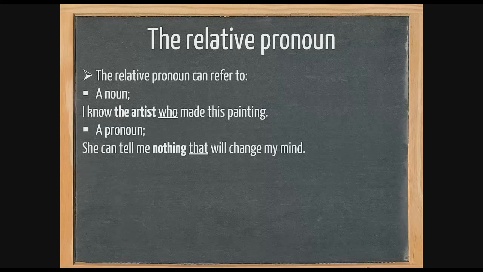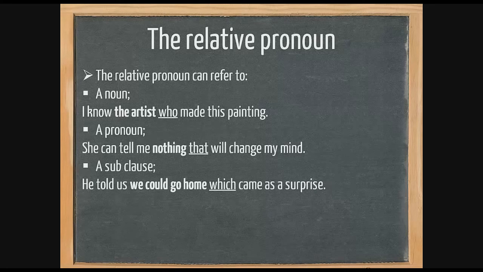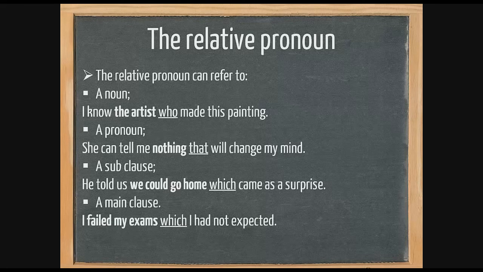A pronoun? She can tell me nothing that will change my mind. That is the relative pronoun. Nothing is the pronoun. A subclause? He told us we could go home, which came as a surprise. Which here is the relative pronoun, and we could go home is a subclause. And a main clause. I failed my exams, which I had not expected. Which here is the relative pronoun, and I failed my exams is the main clause. Remember, a subclause is a clause that cannot stand on its own.